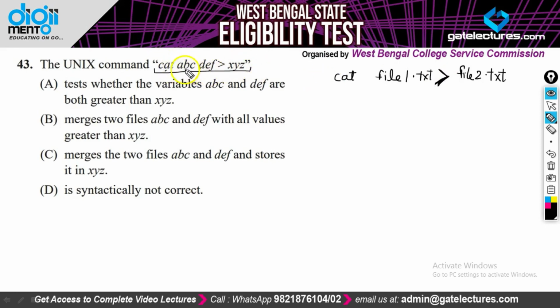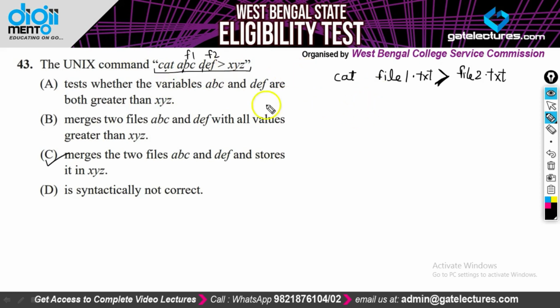If you look at this, the cat command will first merge the files ABC and DEF, and then copy the result to XYZ. It will merge ABC and DEF, these two files. This is file 1 and this is file 2. It will merge these two files and then copy to XYZ. And out of all the options, option C is right for that.